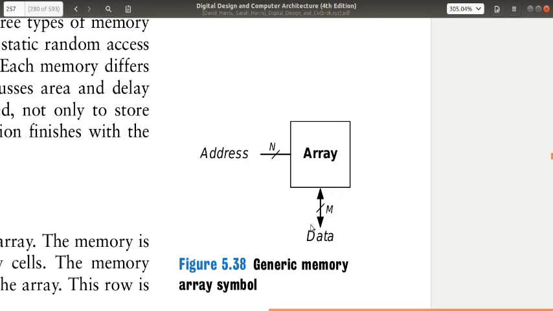And this line will usually be the word length in number of bits. So here it means the line is m bits wide. That means the word length of this particular memory element is m, right? And here the address is n bits wide. N bits means the capacity of this memory is 2 power n. Sorry, that is 0 to 2 power n minus 1.